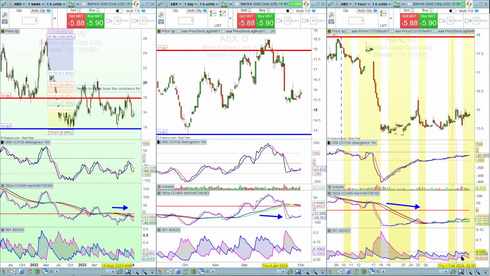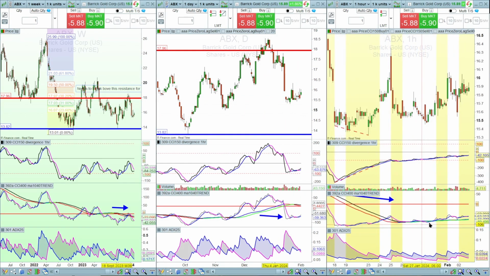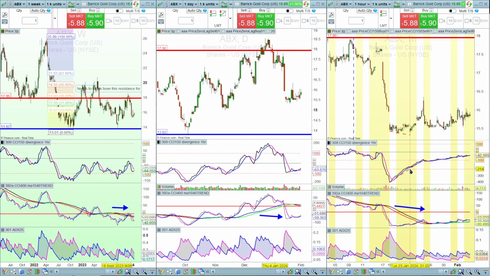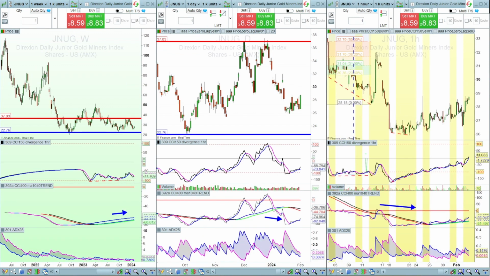On the hourly, bullish on the ADX, somewhat neutral to bullish on the CCI 400. And we do have again another divergence to be aware of, that bullish movement on the CCI 150 versus those lower lows on the price. And we could see a slightly higher retrace to the upside. And lastly, we've got Direxion Daily Junior Gold, which is JNUG.